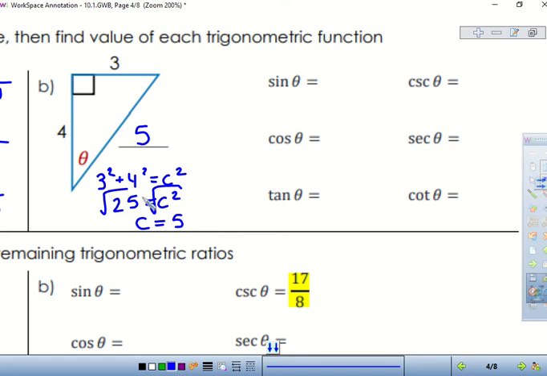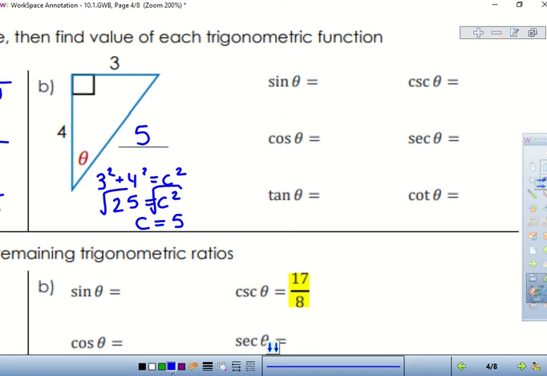So I just did 3 squared plus 4 squared. Square root that. So that gives me 5. And this is actually what we call a type of special triangle, the 3, 4, 5 triangle. Have any of you remember that? 3, 4, 5? So yeah, some of them have common relationships.